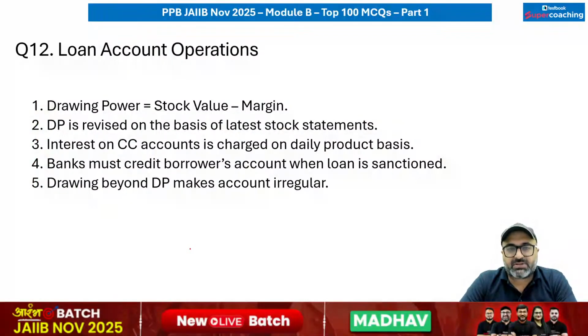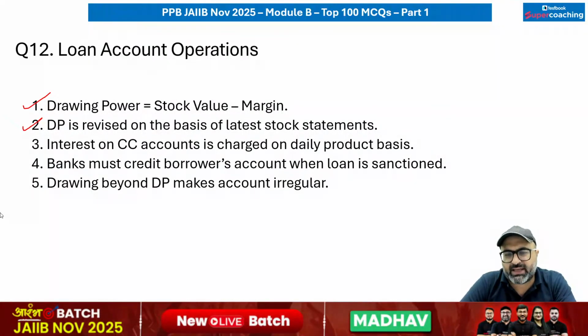So the next question is loan account operations. If we talk about the loan account operations, what do they say? In case of loan account operation, the first point we have is drawing power is equal to stock value minus margin. That is correct. So जो drawing power है वो derive की जाती है आपके stock में से जब margin को minus किया जाए. Drawing power is revised on the basis of the latest stock. बिल्कुल सही है सर, जैसे जैसे आपका stock revise होगा आपकी drawing power भी revise होगी.